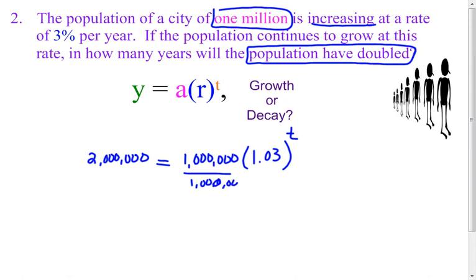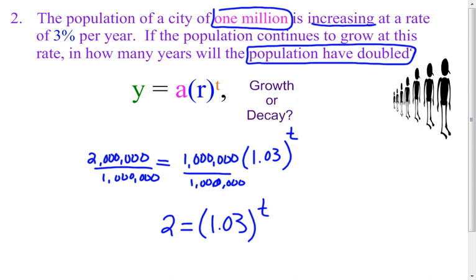And so then, in order to solve for t, I will divide by 1 million. And of course, I get 2 equals 1.03 to the t. And that's kind of your shortcut. When you're doubling, you're going to end up with twice of whatever you had. And it doesn't really matter what you start with. That's going to end up over there as a 2. If I said you're going to triple it, it would be a 3 on the left side. But that's what it's going to look like.